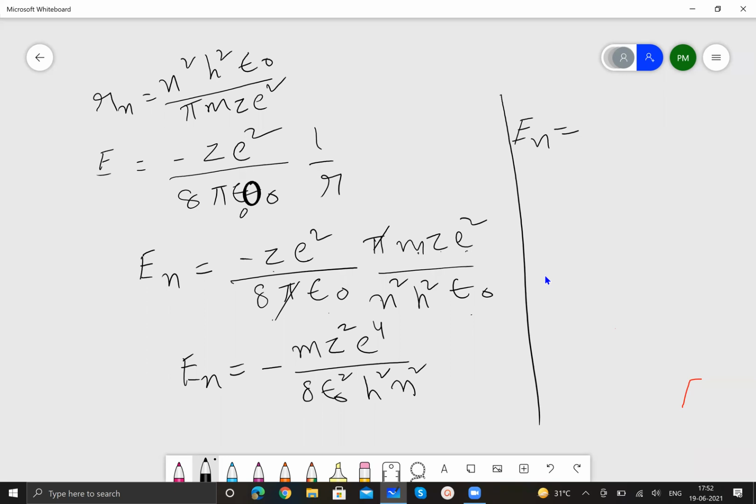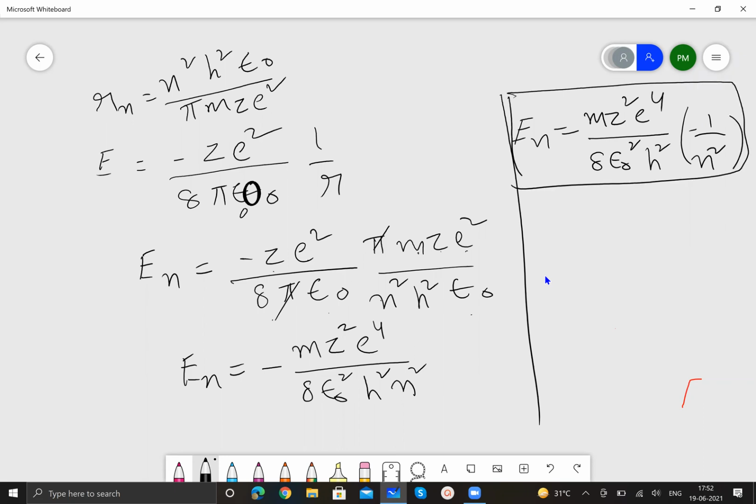So En can now be written as m z square e power 4 by 8 epsilon 0 square h square into minus 1 by n square. You substitute all these values and simplify. This comes out to be 13.6 z square into minus 1 by n square in electron volts.